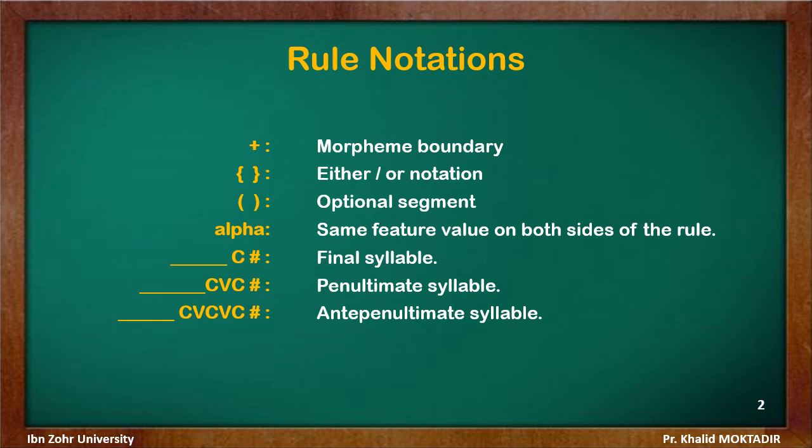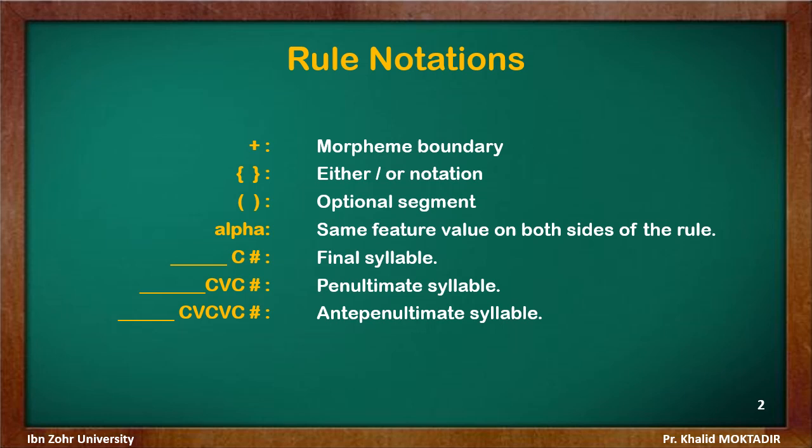And then we have morpheme boundary. This is separating two morphemes within the same word. Then we move on to the either or notation. This is a notation we use when we have a context that includes two possibilities. That is, the change can take place either in one context or in another context. The parenthesis notation is used to indicate optional segments. That is, the rule will take place whether that segment is there or not.